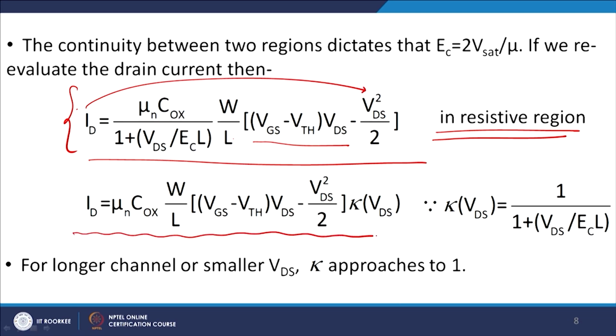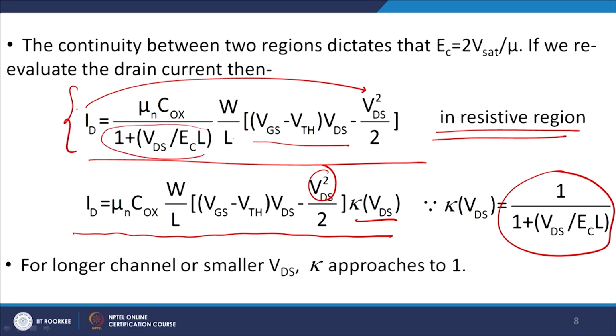Similarly, if you look at this curve, again ID has a nonlinear dependency on VDS, where K VDS is given by this one formula. So, this formula is nothing but this whole thing, right. I define K to be equal to 1 by 1 plus VDS by EC into L. EC is the critical electric field, L is the channel length, right.